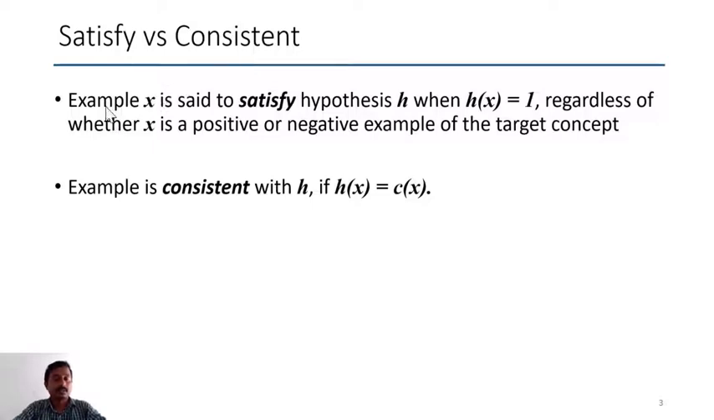Let us see that the example x is said to satisfy hypothesis h when h of x equals 1, regardless of whether x is a positive or negative example of the target concept. Which means that if the hypothesis returns 1, then that example is said to satisfy that hypothesis h. But the example is said to be consistent with h if h of x equals c of x, meaning that it depends on the target concept. So if that example is positive, then h of x will be equal to 1. If that example is negative, then h of x will return 0.